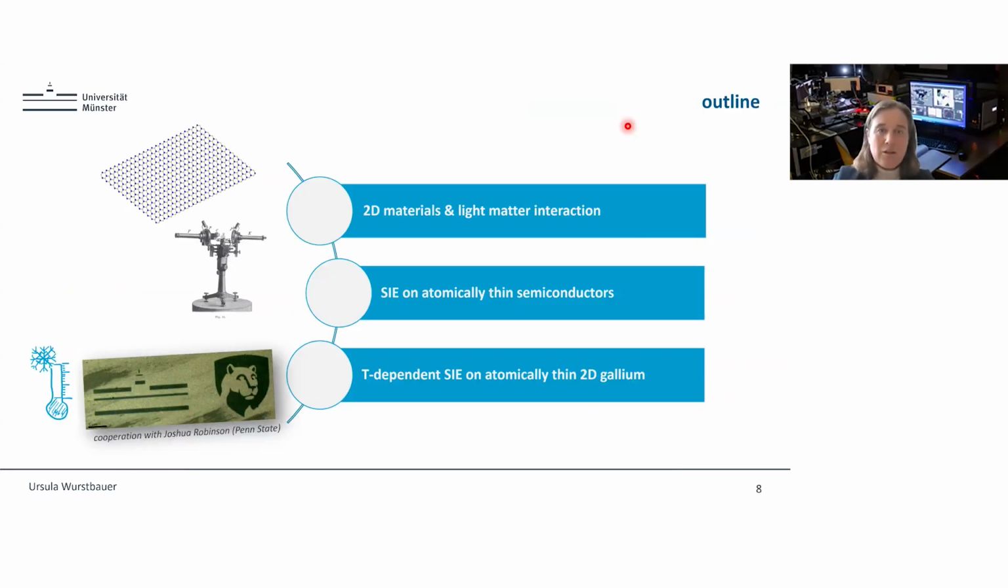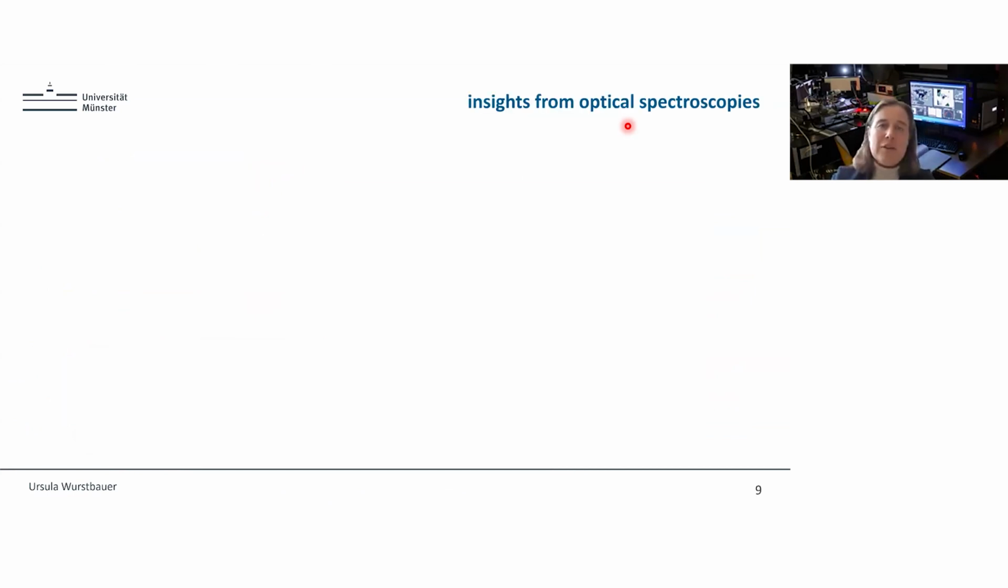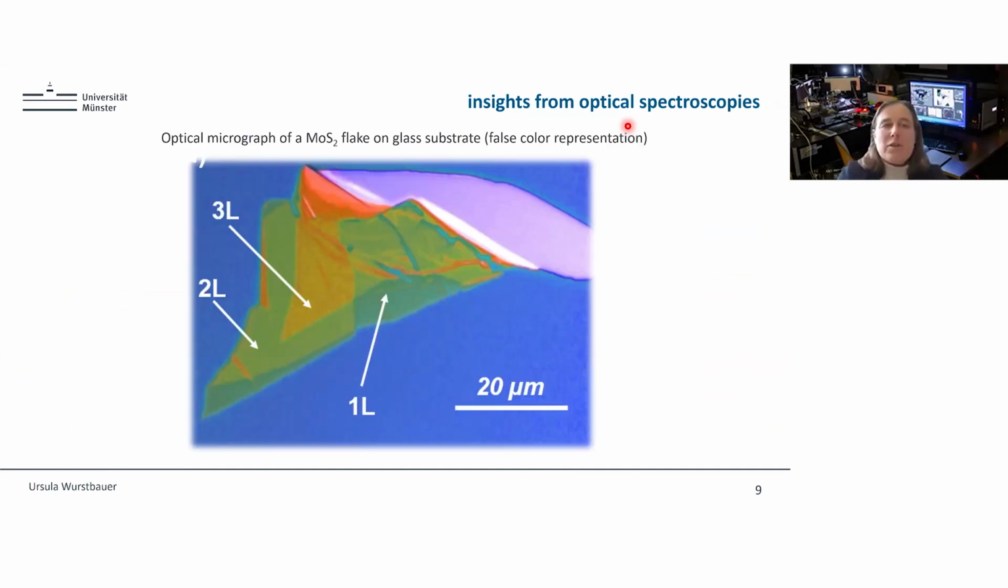So actually now we have seen those structures are really interesting. So with that, let's see what we can learn about them and why ellipsometry is useful to study the properties. So let's first have a look at an optical micrograph.